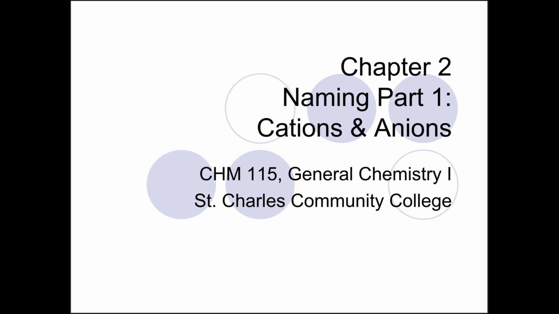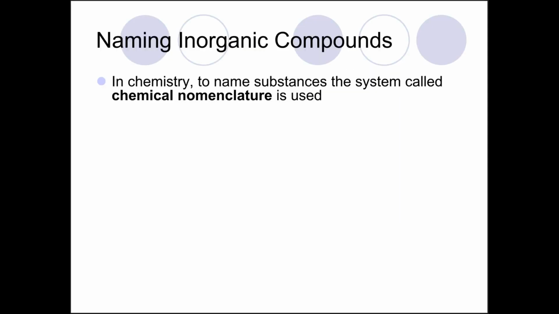This video is for General Chemistry 1, Chem 115 at St. Charles Community College, part of Chapter 2, which is the beginning of naming, Part 1, naming cations and anions. We will begin naming compounds in class, so we're just starting the naming by looking at just naming the individual ions. But an overview, in this class we're going to learn to name inorganic compounds.